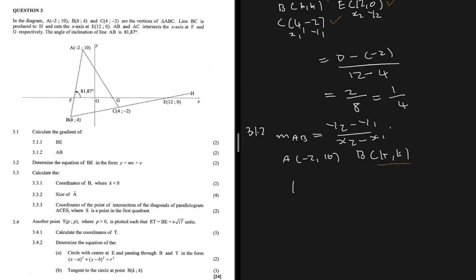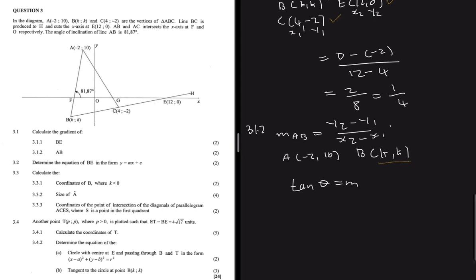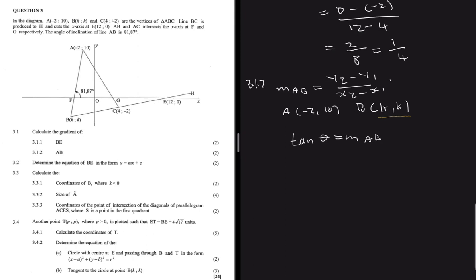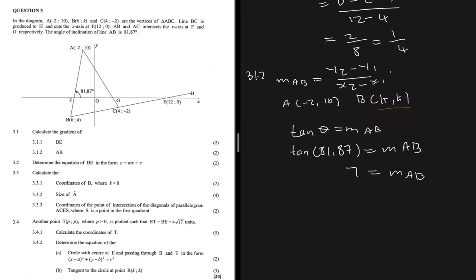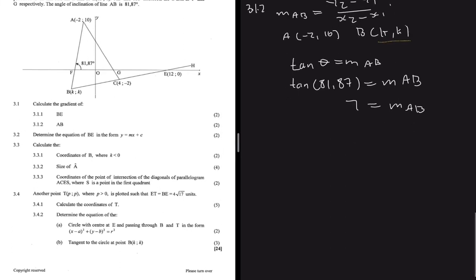So what we can do here is say that tan theta equals the gradient, theta being the angle of inclination, this angle here. You can always relate it to the gradient by this formula: tan theta equals the gradient of AB. So we get tan 81.87 equals the gradient of AB. If you put that in your calculator, tan 81.87 is 7. So 7 is the gradient of AB, which makes sense because AB is very steep, right?